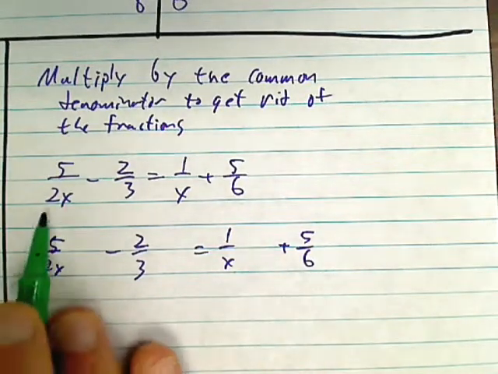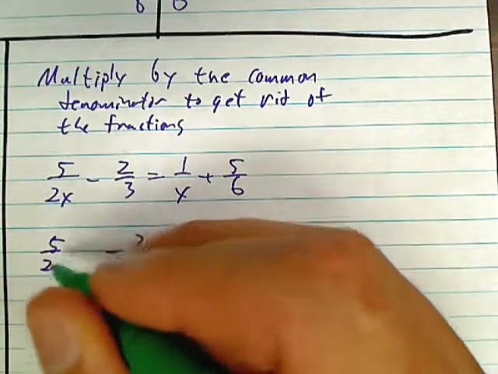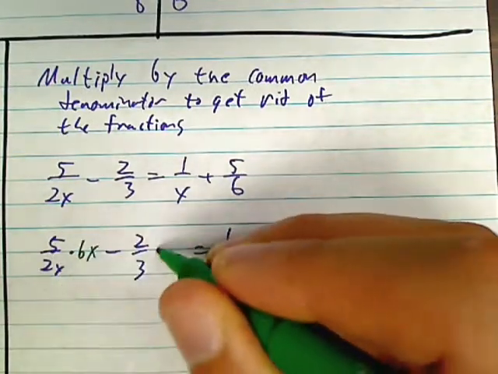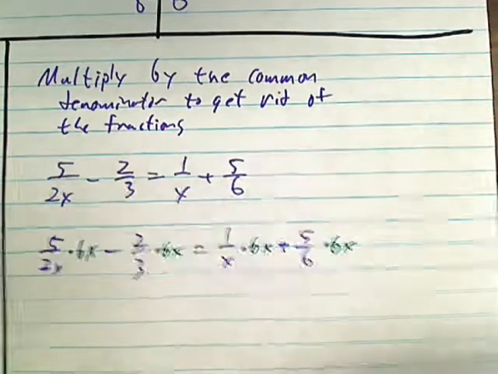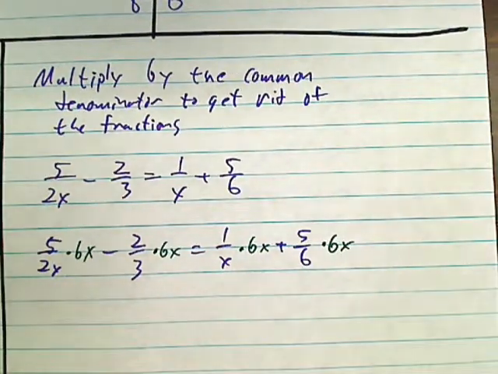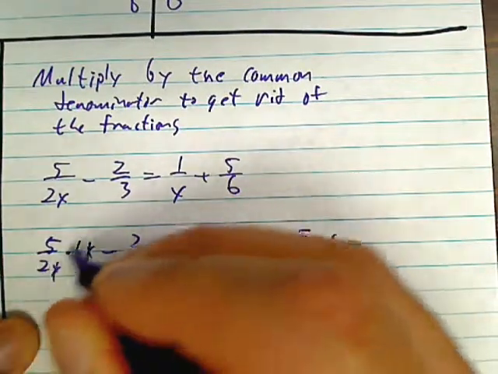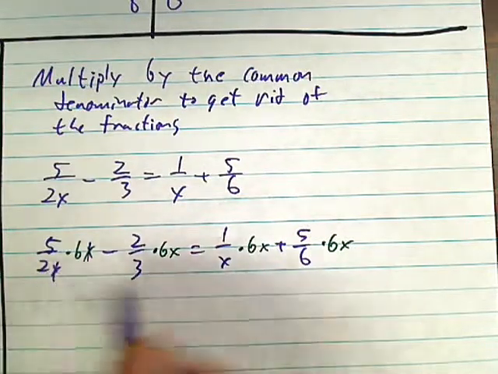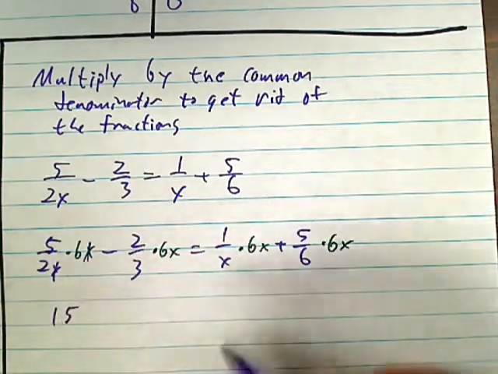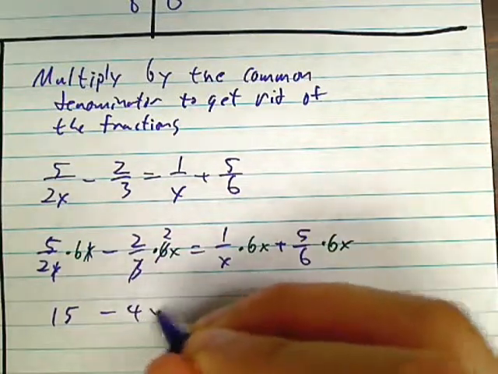Well, the common denominator, I have a 2 and a 3 and a 6. So that's going to be 6. And I need an x as well. So I have to multiply everything by the same thing. But when I do that, all of the fractions will be gone. The x's will cancel, leaving me with 3. Well, 5 times 6 divided by 2, that'll be 15. Here the 6 and the 3 reduced to 2, so that's going to be 4x.